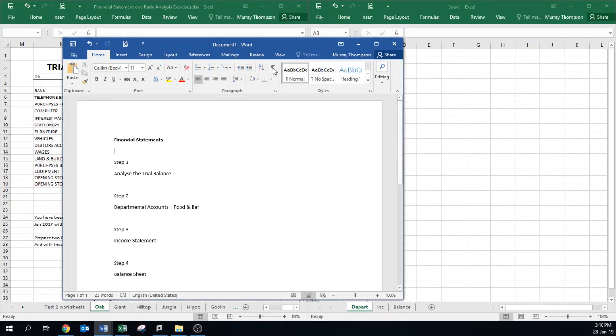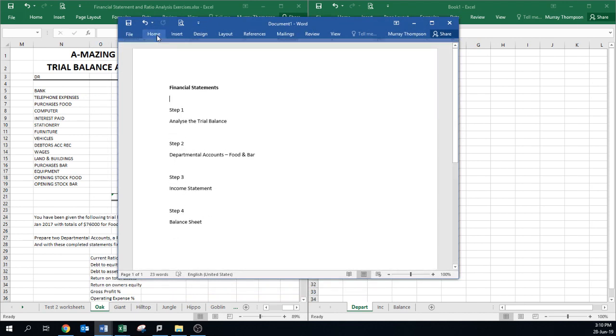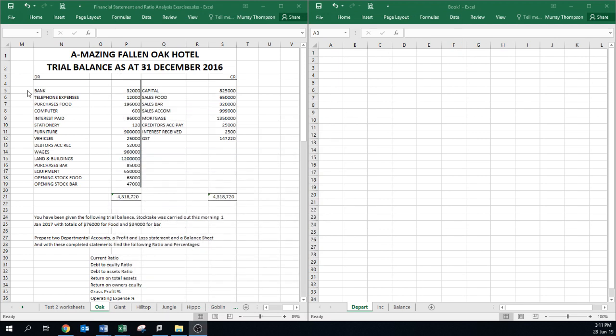Here are the steps that we're going to be working through. First step is we're going to go through and analyse the trial balance. We're going to identify each of the accounts, identify what element they belong to, or where they belong to. Second step is we're going to walk through the departmental accounts, one for the food, one for the bar. After that, step 3 is we do an income statement, and then finally we do a balance sheet. I'll walk through each of those as we go.